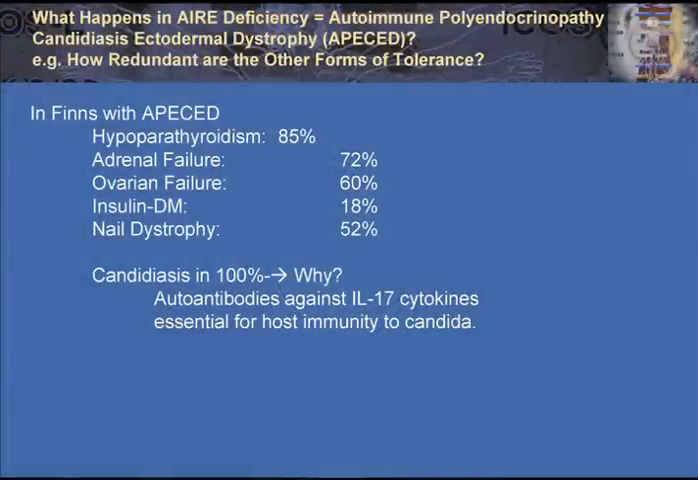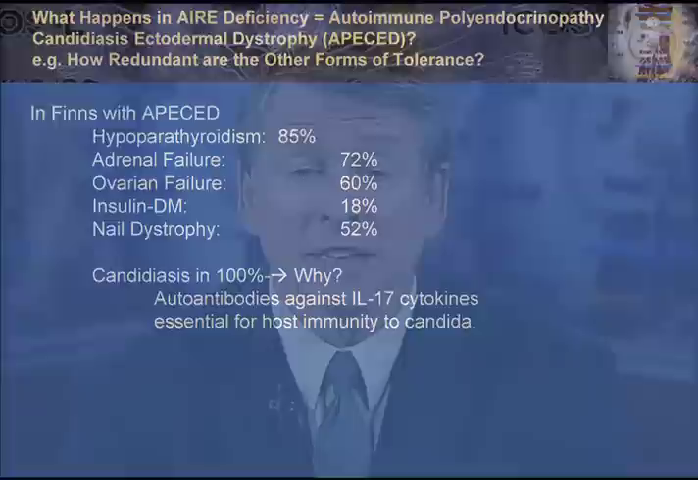Now, one of the most fascinating things about APECED is this business about candidiasis. Candidiasis is mucocutaneous candidiasis. It's present in 100%. Why is that? That is so crazy. When you think about this, you have an immune deficiency that's actually associated with increased sensitivity to a particular fungal infection or yeast infection in this particular case. And the reason is because you develop an autoimmune response against IL-17.